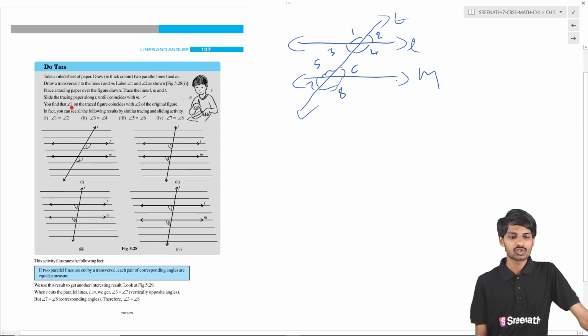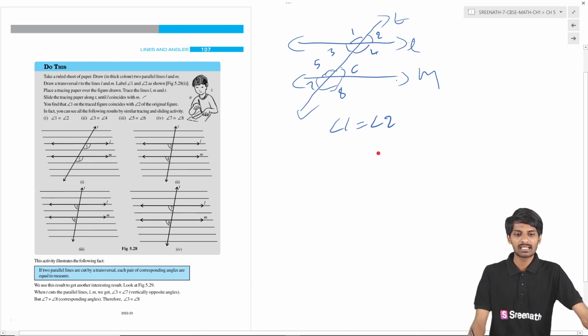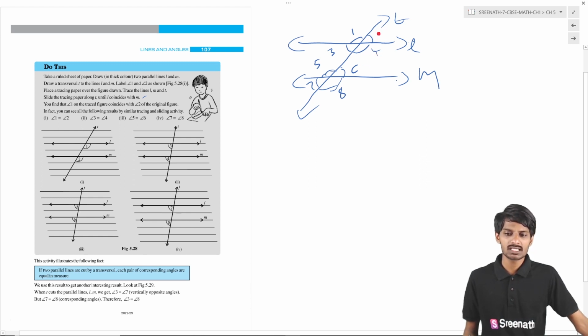So finally, by doing the tracing paper experiment, you will observe that angle 1 is equal to angle 2 whenever it is moved this way. In fact, you can see all the following results by similar tracing and sliding, that angle 1 coincides with angle 2. So basically here, students, angle 1 is here and angle 2 is here. So numbering is not like that. We can change the numbering, or if you keep this numbering also, no problem.